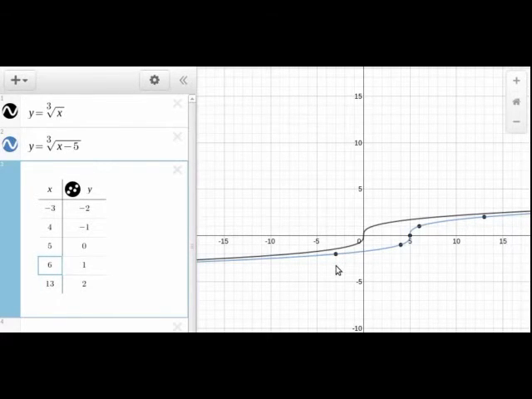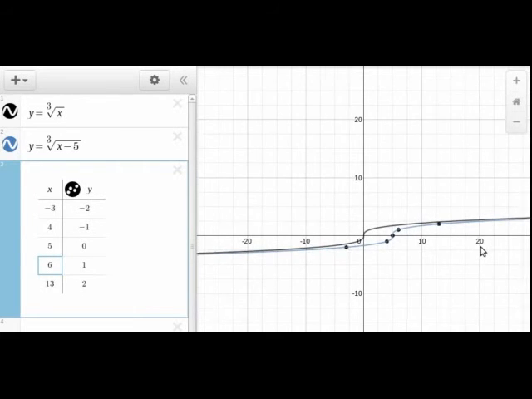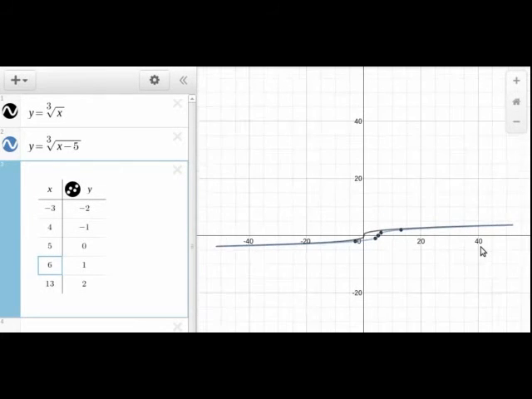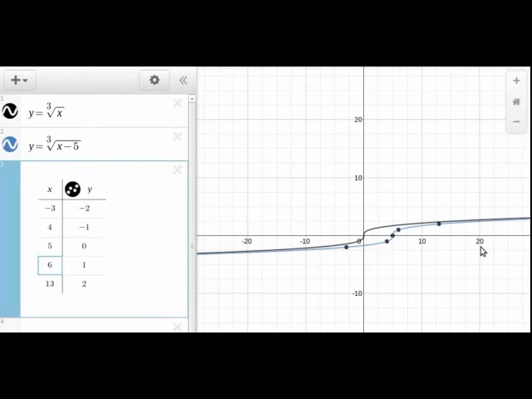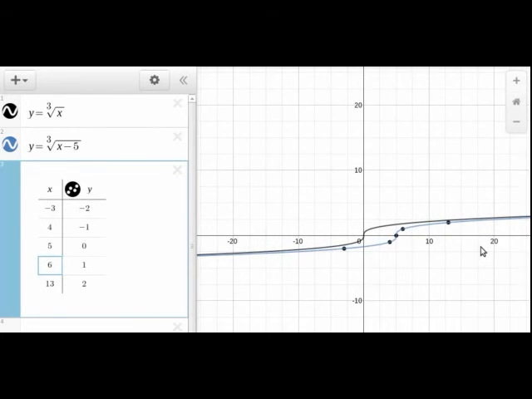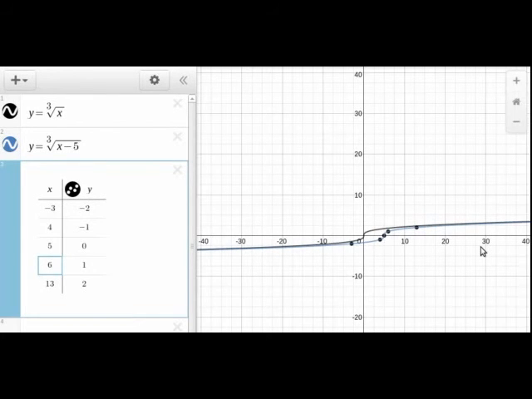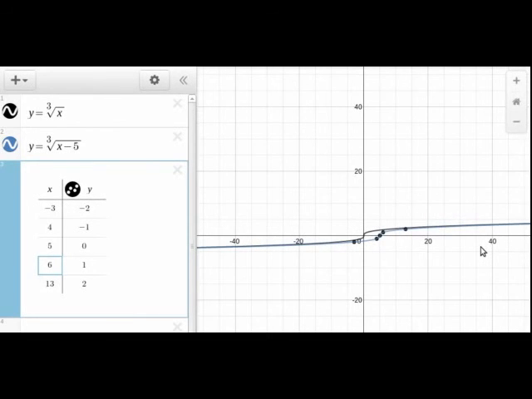What's the domain and range, you say? Well, let's see. Domain, everything here can be in the domain. If we zoom out forever and ever, we can see there's no holes, there's no gaps. So the domain is all real numbers. And the range is also all real numbers because the y values continue going up and the x values continue going up.